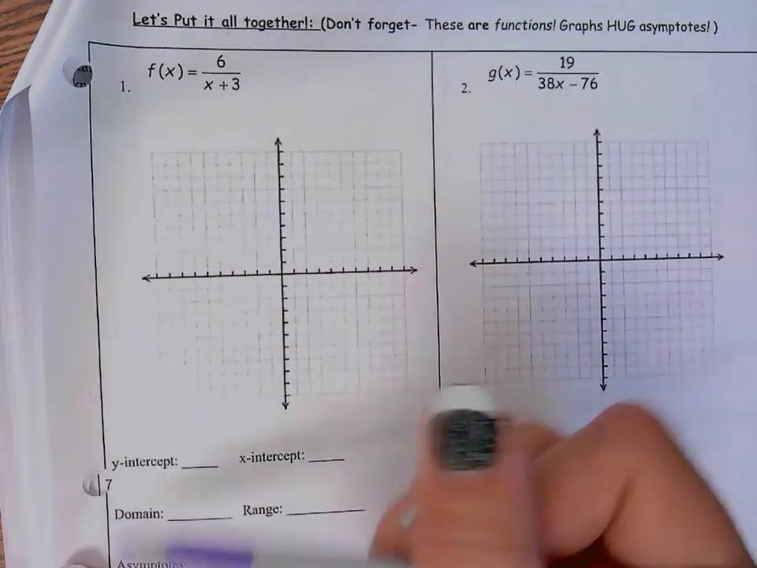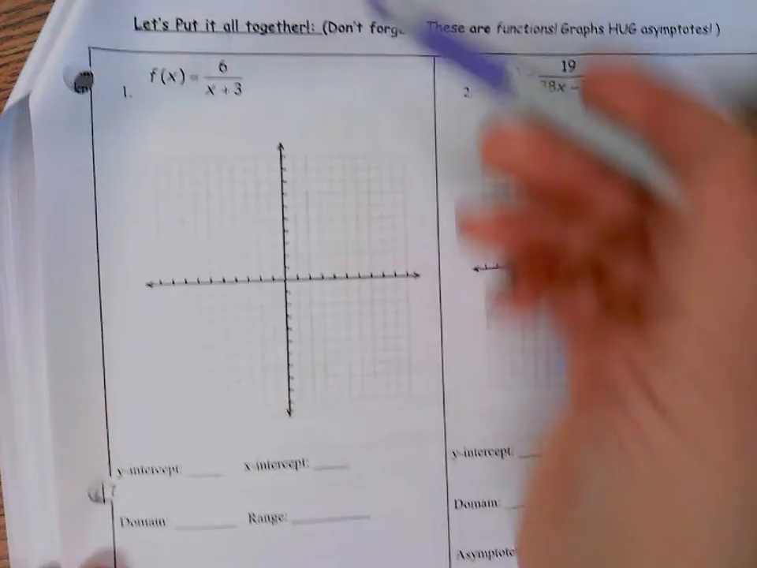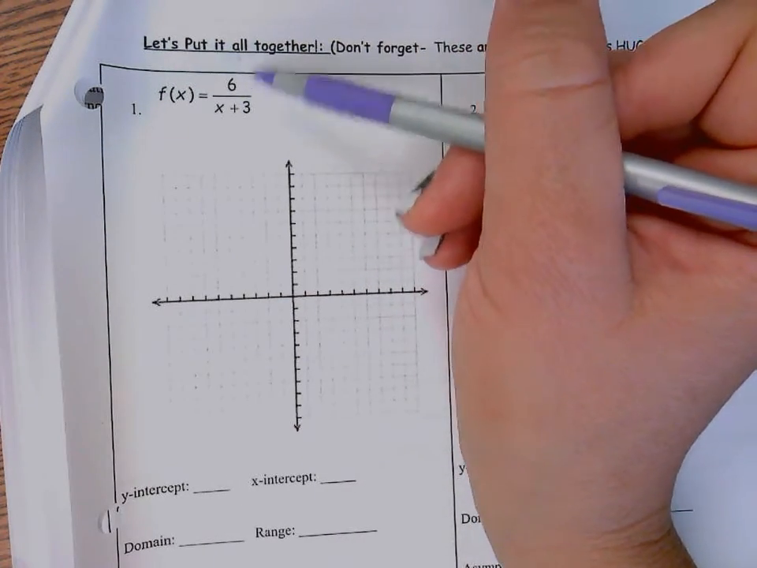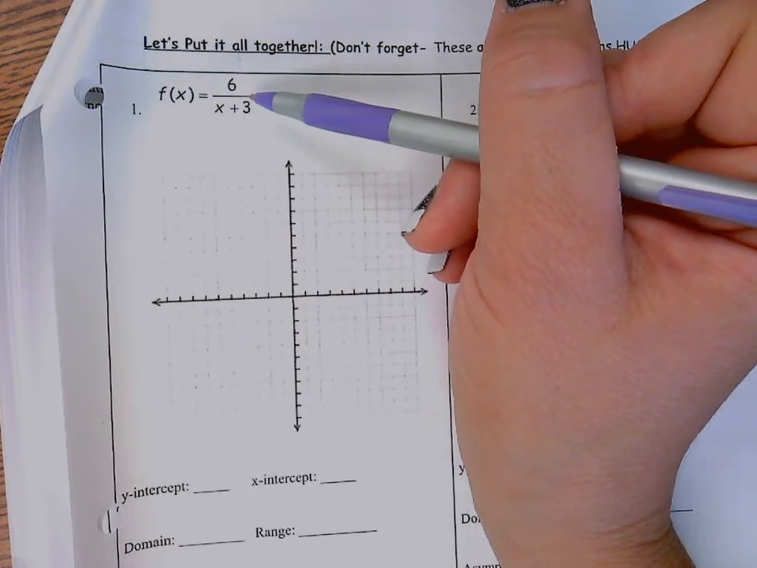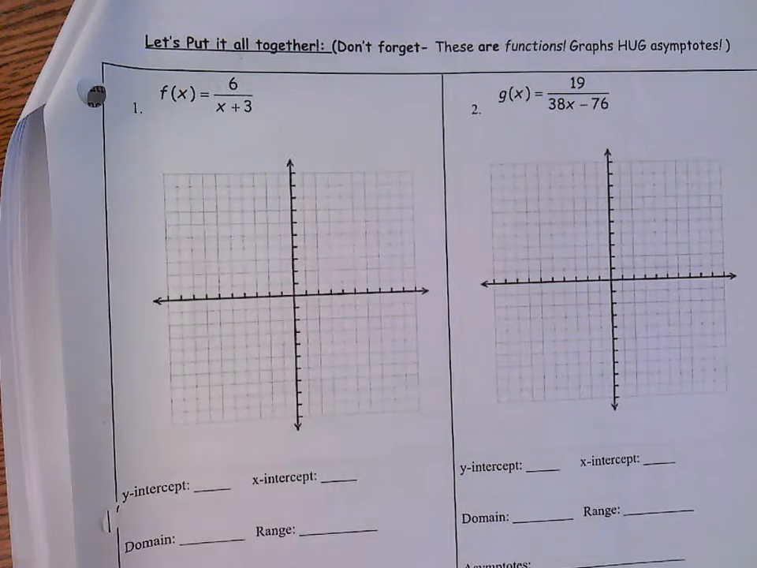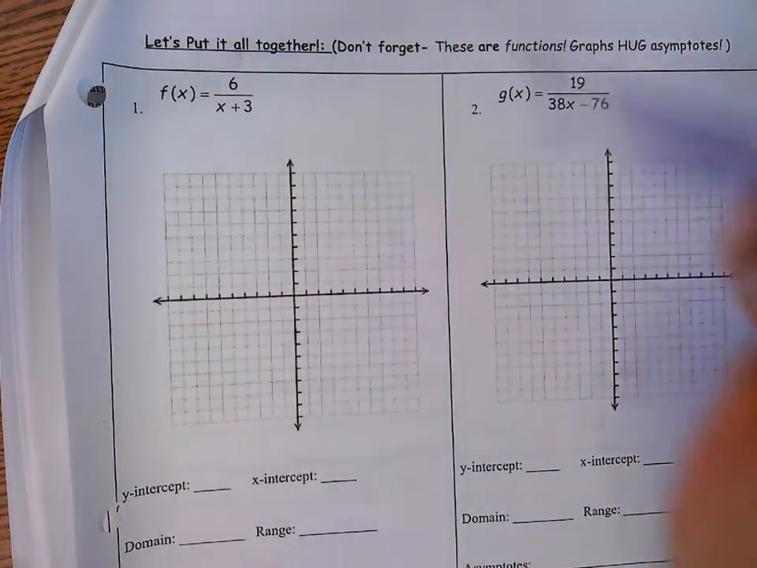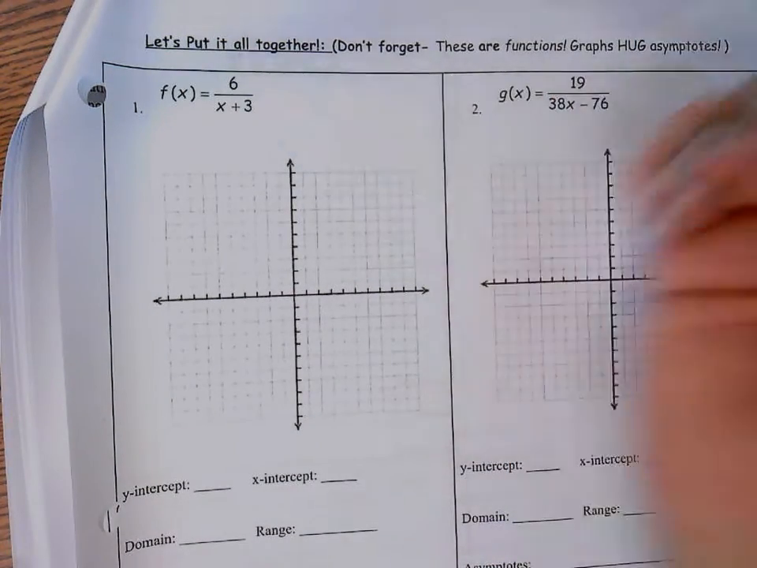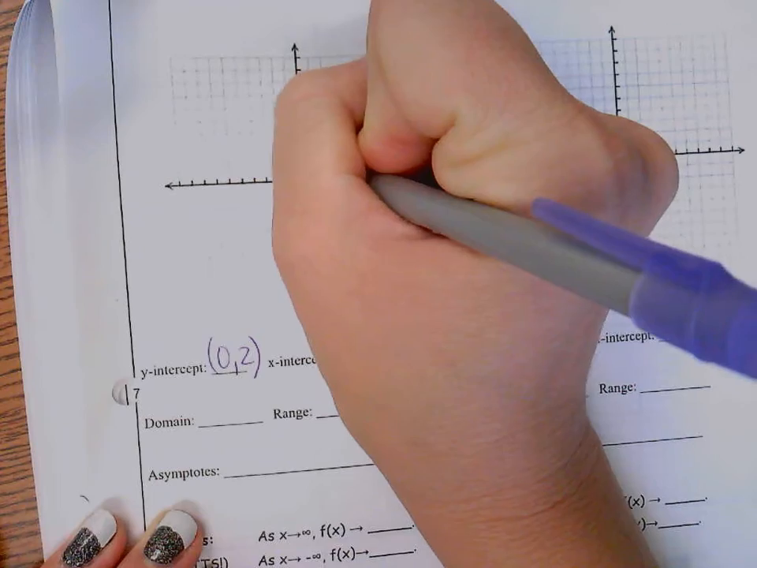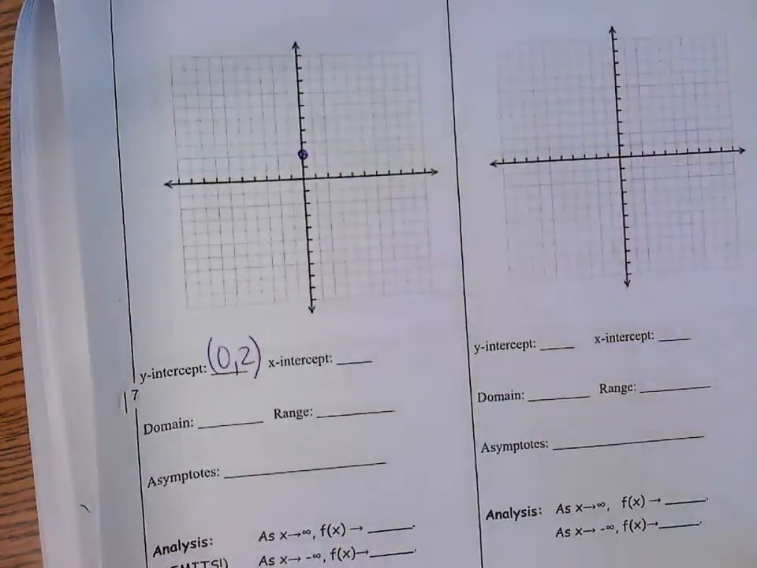So how do I find my y-intercept? I plug in 0 for everything on the right-hand side, all the x's. So what would I get? 0 comma what? Plug in 0. What's 6 divided by 3? All right, so my y-intercept is 0 comma 2. And I go ahead and I just plot that right away on my axis because I don't want to forget to plot something.